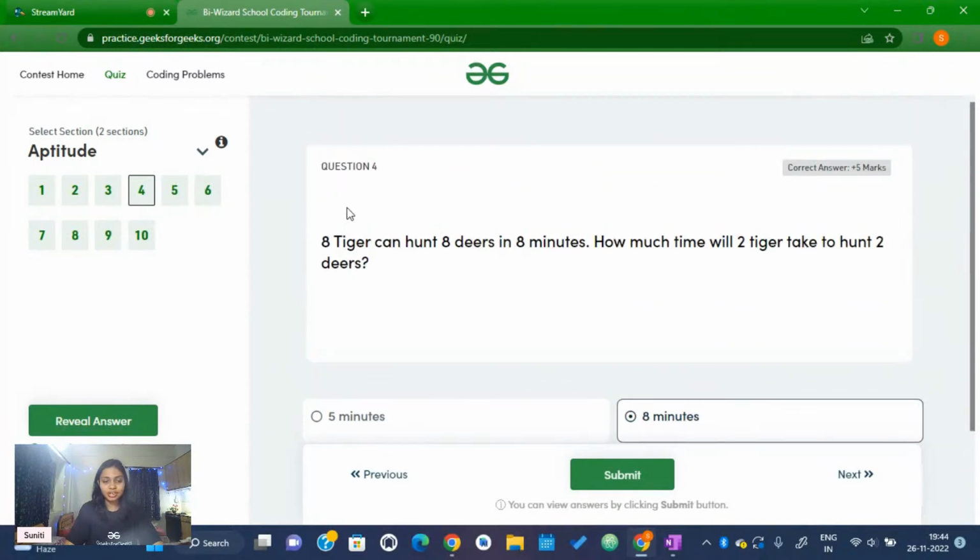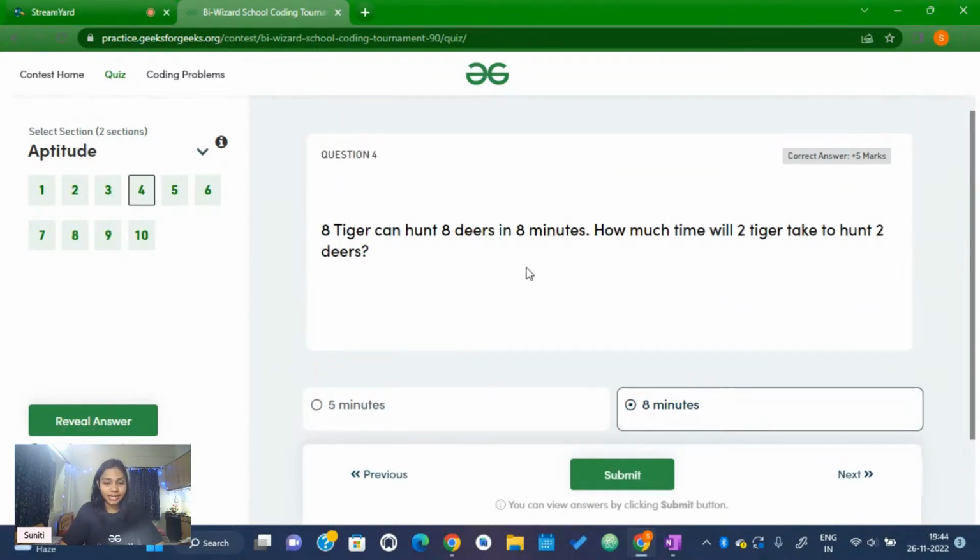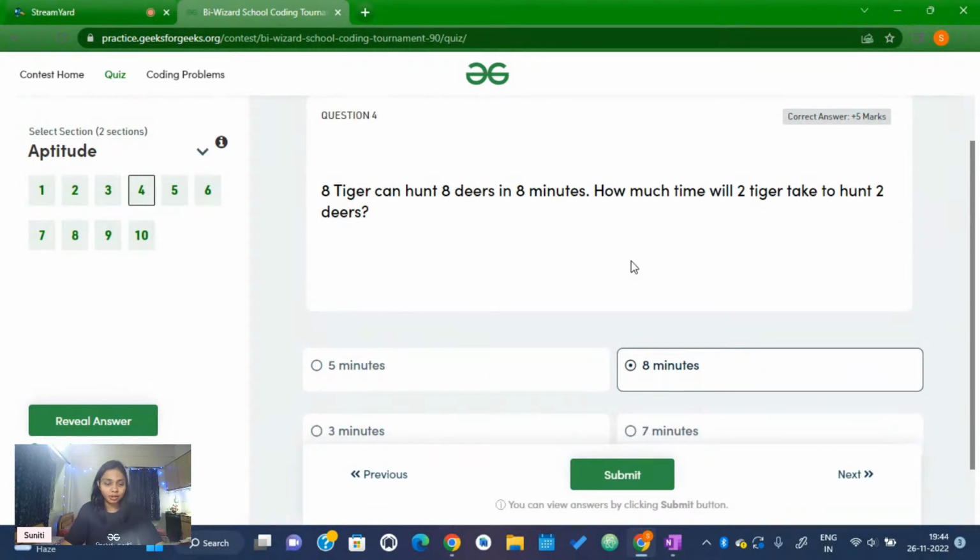So our next question is that 8 tigers can hunt 8 deers in 8 minutes, and how much time will 2 tigers take to hunt 2 deers? All right. So this is basically a logical question. Here, as you can see, if 8 tigers are taking 8 minutes, then irrespective of the number of tigers, the time taken will always be 8 minutes.